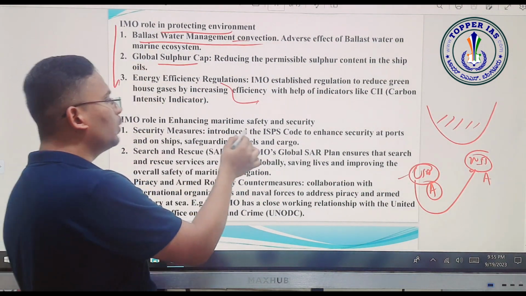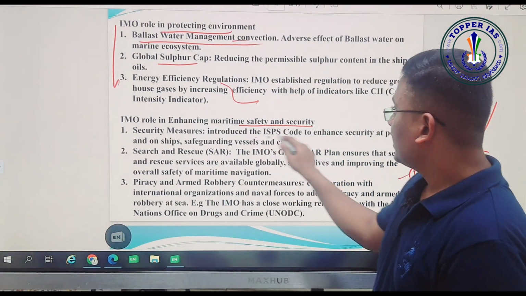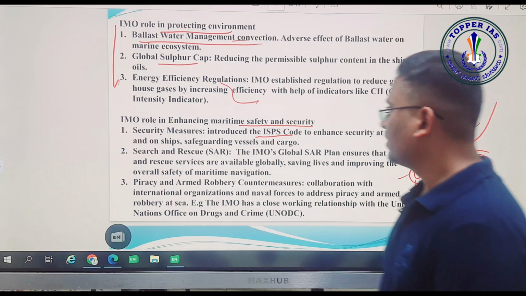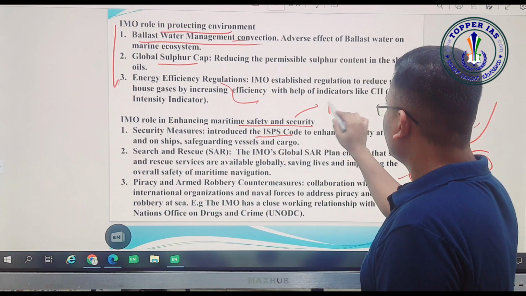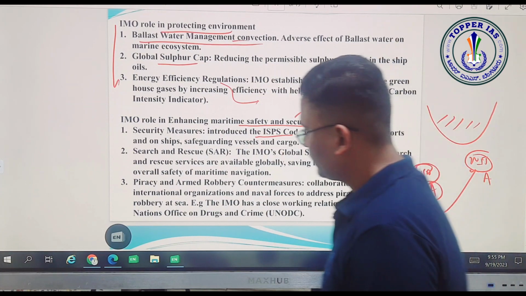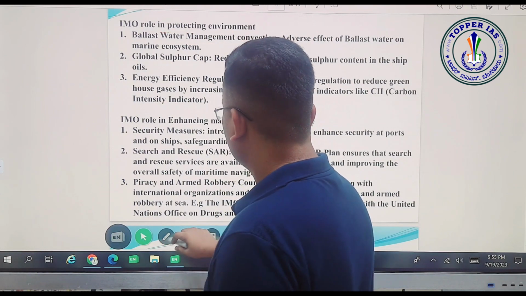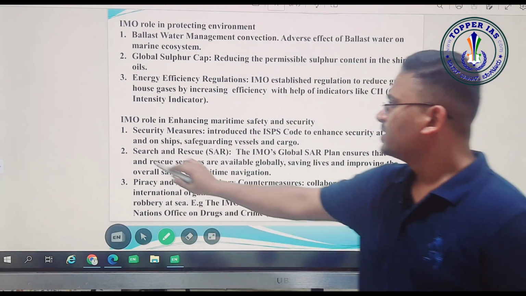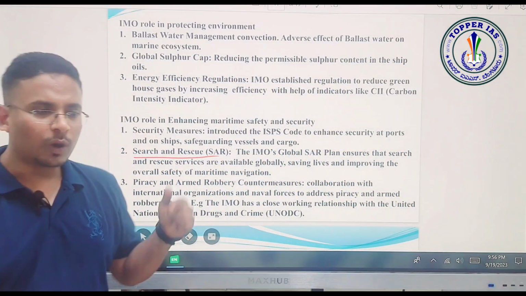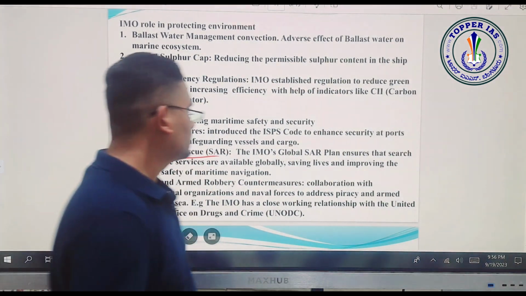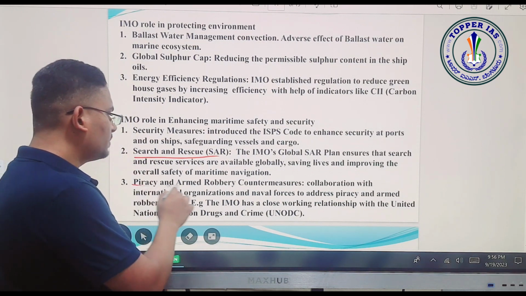Then, talking about how it enhances safety and security. IMO has come up with some codes, like the ISPS Code, security measures, those kinds of things. The big problem as far as ships are concerned is piracy, the pirates, and how to deal with them; those codes are given. A little factual thing you can see is search and rescue: wherever any accident or sinking of a ship happens, who has to go and what has to happen, discussion of those things. Then, piracy and armed robbery.